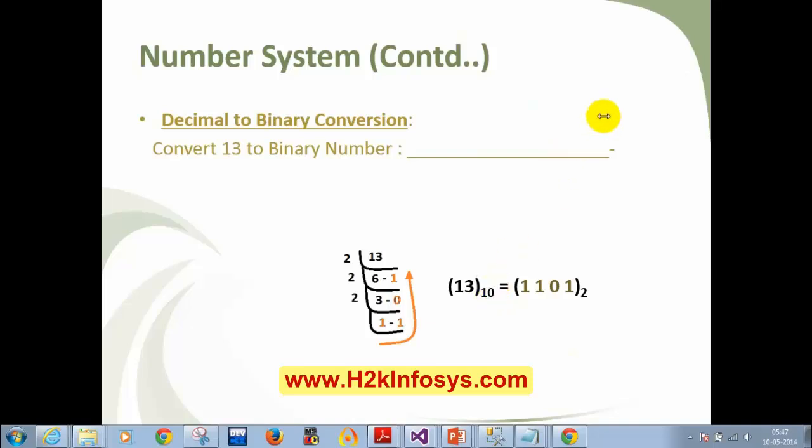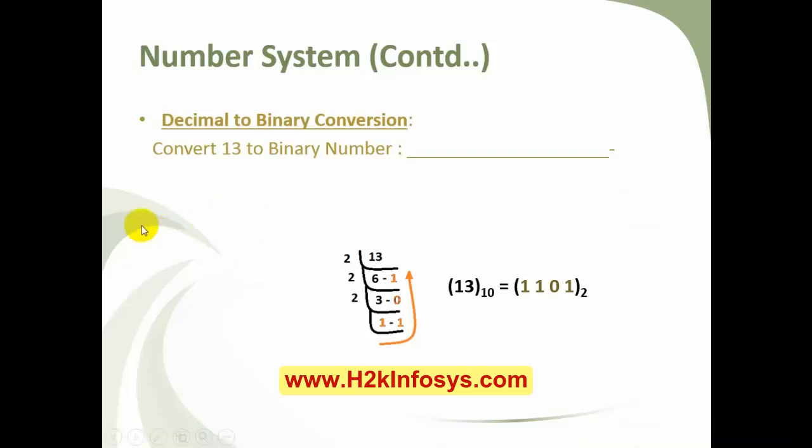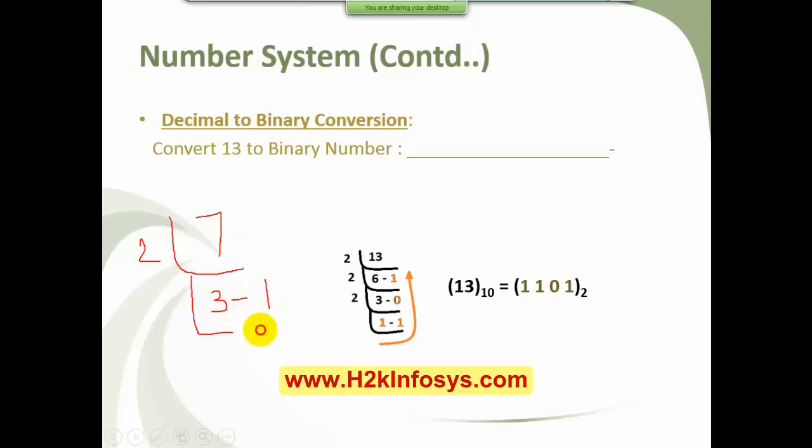Okay, so let me show that to you. Let me convert it myself. I need to write the number 7, and what I need to do is divide by 2. 2 threes are 6, and the remainder is 1. And again, 2 ones are 2, and the remainder is 1. So I need to write it like this.